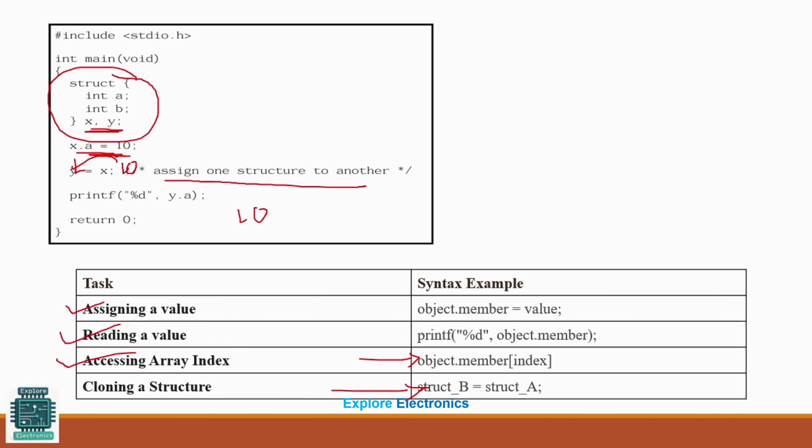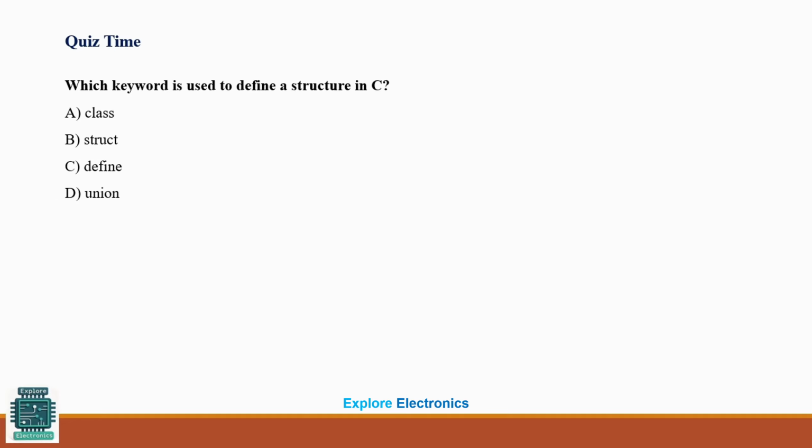Now, it is quiz time. The question for the day is: which keyword is used to define a structure in C? Here are the four options. Pause the video or take a screenshot, think about it, and drop your answers in the comment section. Let me see how many of you will go right.